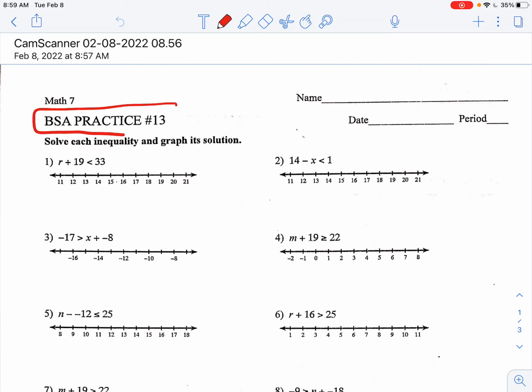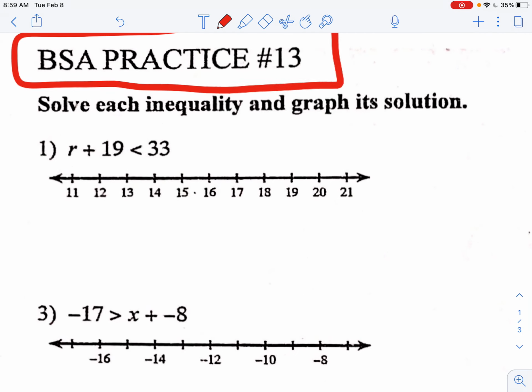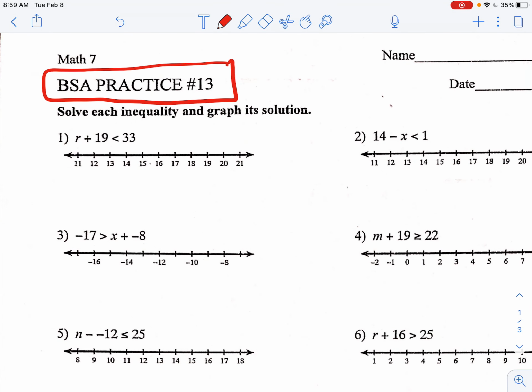We are going to work through basic skills practice number 13, which is on one-step inequalities. Keep in mind that because they're one step, everything here should require only one step to solve, and then you're going to have to graph your solution. For all of these, the answer is both the worked out inequality along with the graph.